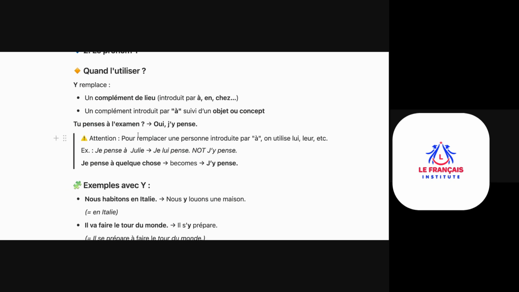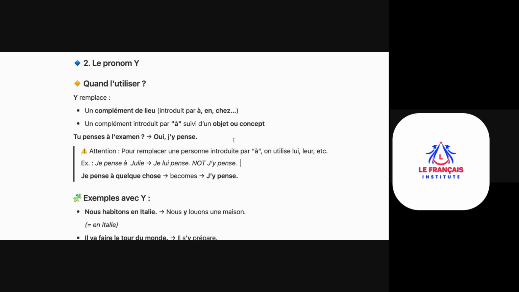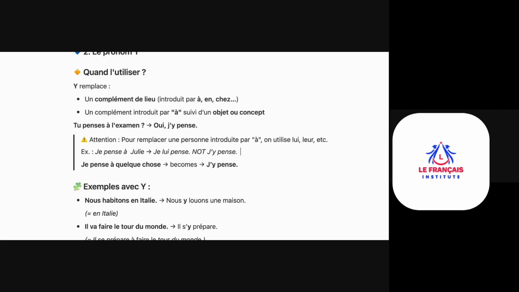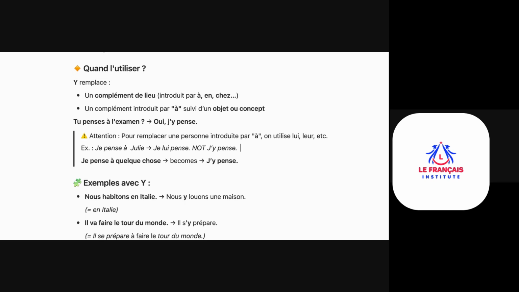Now, once again, here we do not use it to replace a person. We utilize the COI, complément d'objet indirect, but we haven't done that yet. We'll revise that. Just know that for Y or EN, both, we never use these to refer to a person. It's always objects, places, or concepts.